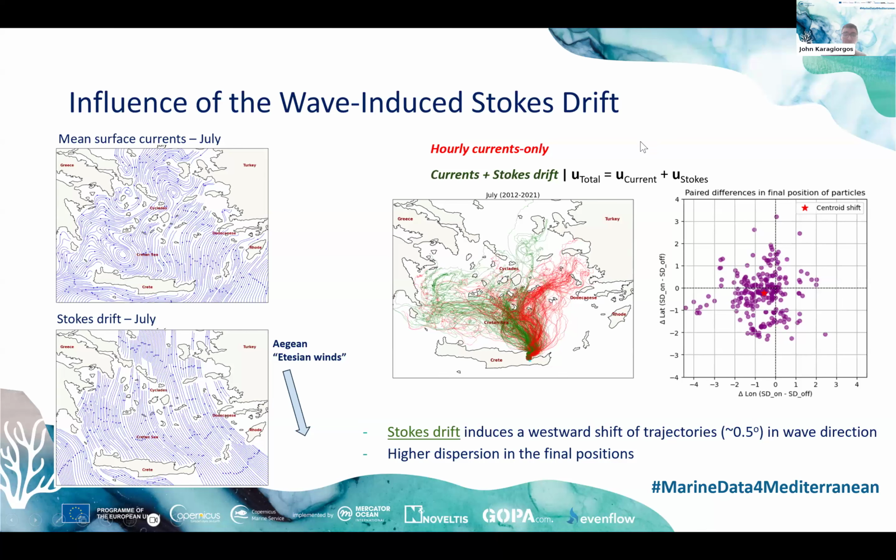our forcing, as you can see in the middle panel in the green lines, the Stokes drift induces a westward shift of trajectories by half of a degree, or around 50 kilometers, along the wave direction, and also increases the dispersion in the final positions. So the results highlight that the wave processes can be particularly important during summer months in such locations.